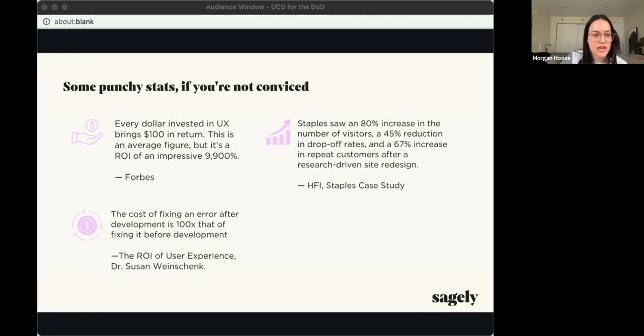The cost of fixing an error after development is 100 times that of fixing it before development, and developers spend 50% of their time on avoidable rework. The key takeaway I want to cover here too is the more we reduce the risk of this rework or these errors in development by doing the user research upfront and using UCD throughout our process, it allows us to spend more time on features that are impactful.